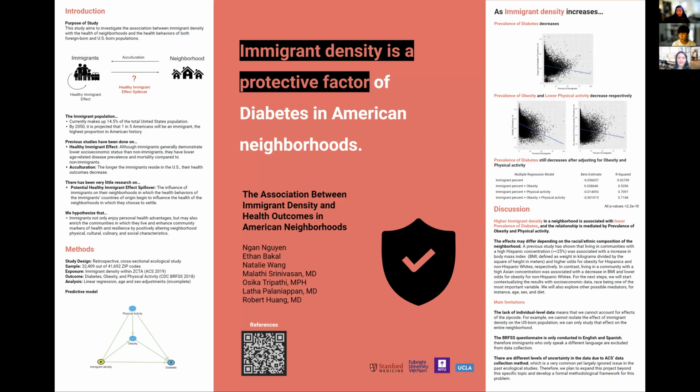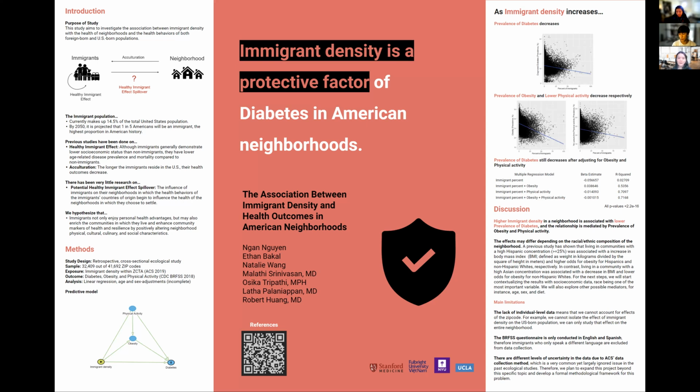For example, a previous study has shown that living in communities with a high Hispanic concentration was associated with an increase in body mass index and higher odds for obesity for the non-Hispanic whites. Meanwhile, the opposite effect is observed for communities with high Asian concentration. So as a next step, we will disaggregate our results by race.